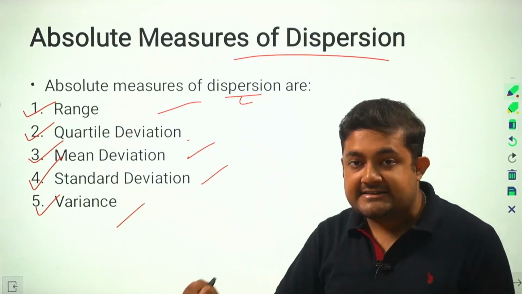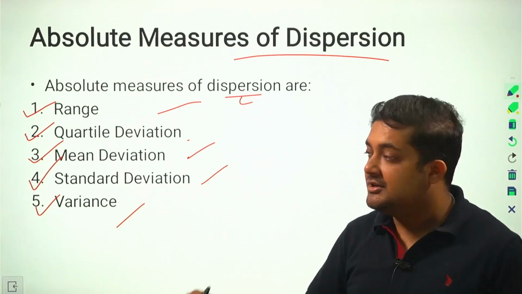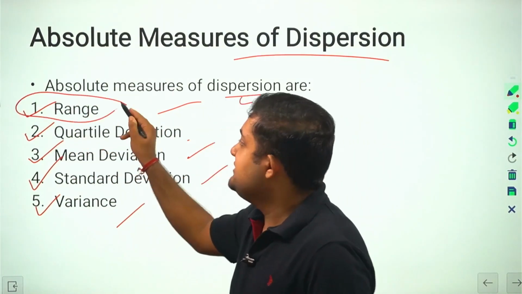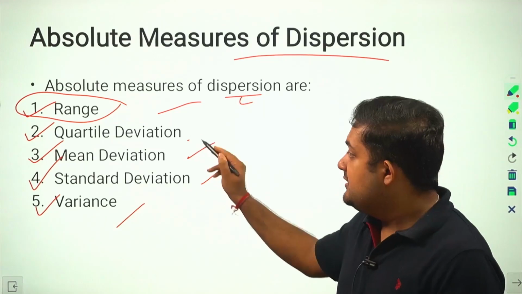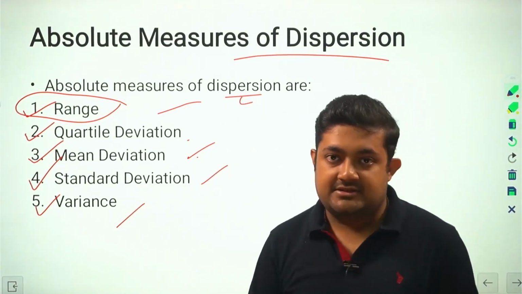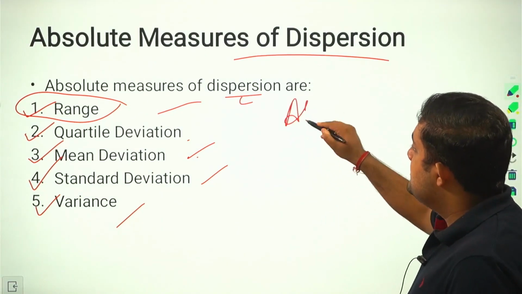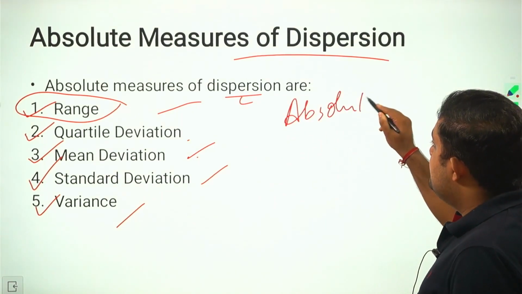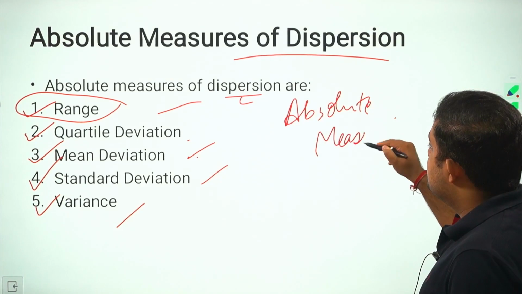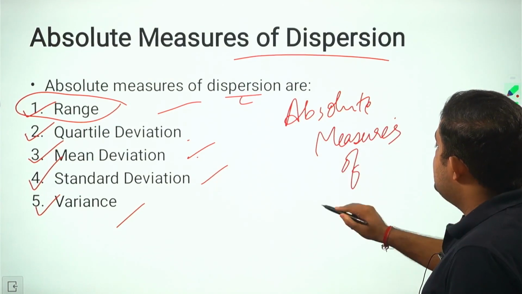So basically in this particular lecture, we will talk about range, and in the next lecture we will talk about all these concepts subsequently. So these are the absolute measures of dispersion.